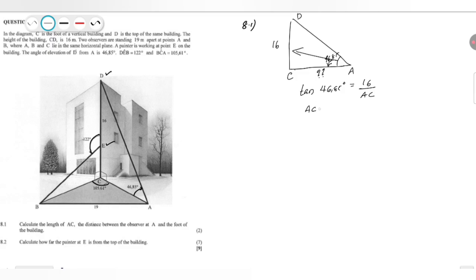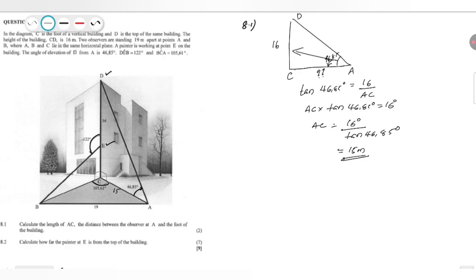Cross multiply: AC times tan 46.85 is equal to 16. That is, AC is equal to 16 over tan 46.85. When you do this, you will get the answer of 15 meters. So that is the answer to the first question. We got AC. Let me write it in the main diagram: 15. That is a 2 marks question. You can easily get it.